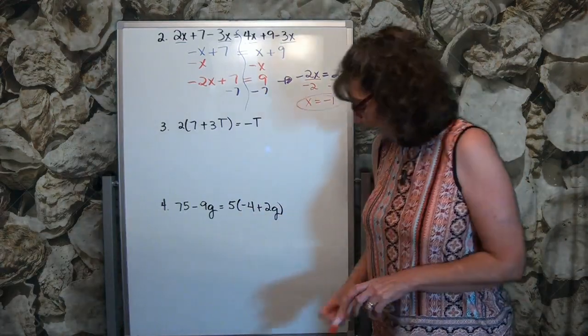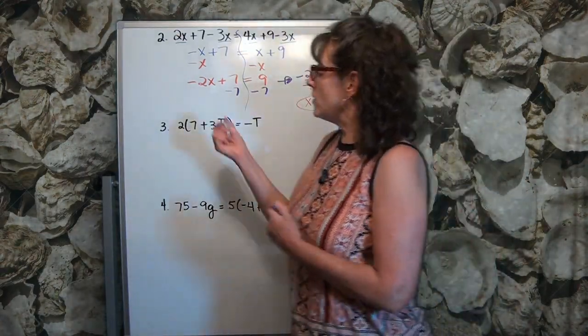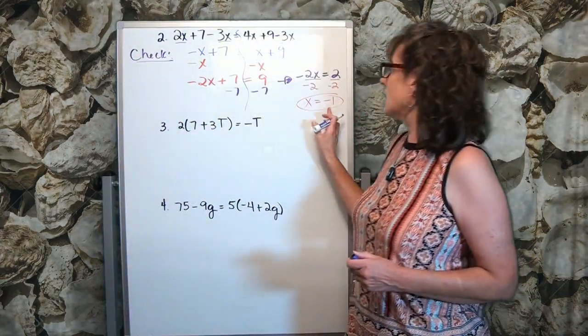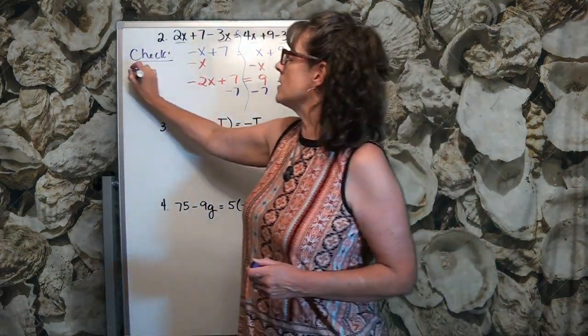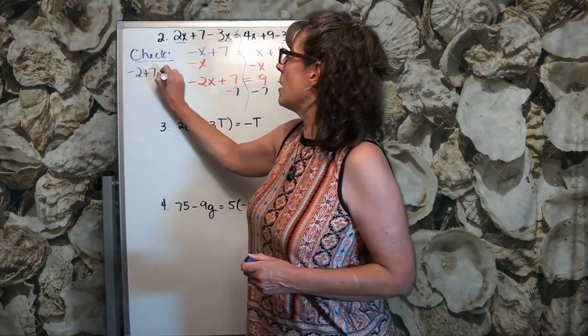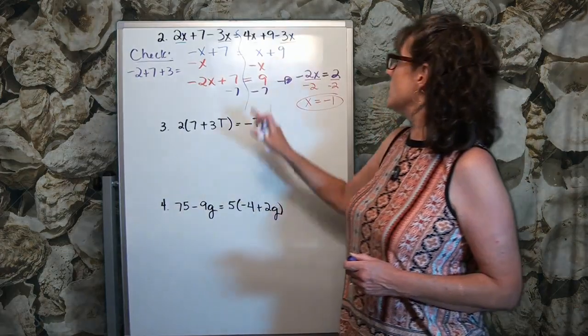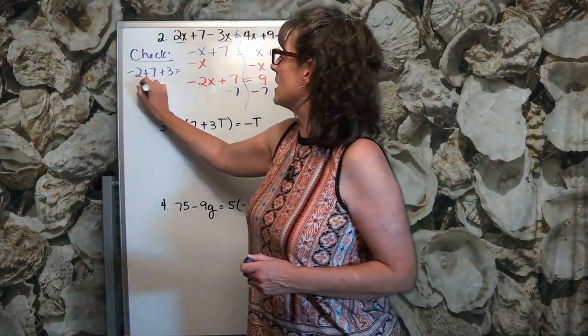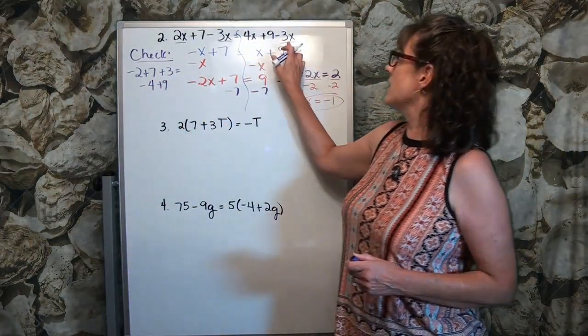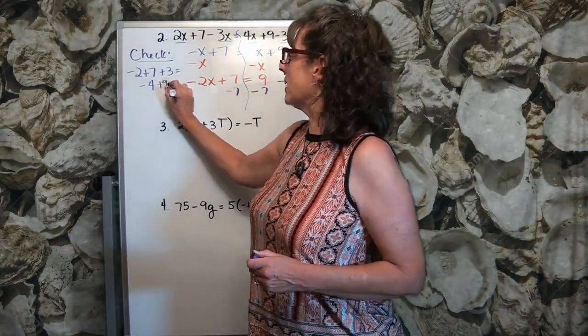And here again, I can check this. When I go to check it, what I'm going to do is put that negative 1 right here. 2 times negative 1 is a negative 2. Negative 3 times negative 1 is a positive 3. And then on this side, 4 times negative 1 is a negative 4. And then plus 9. And then negative 3 times negative 1 is a positive 3.